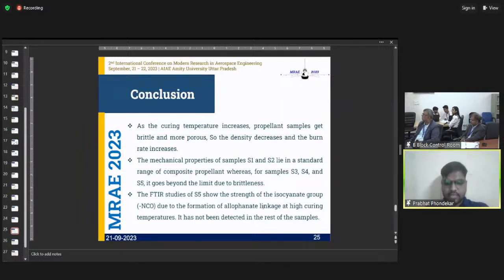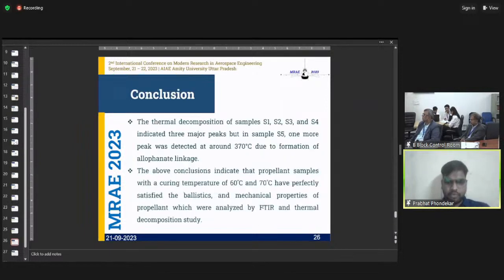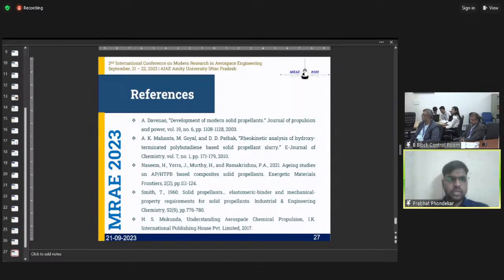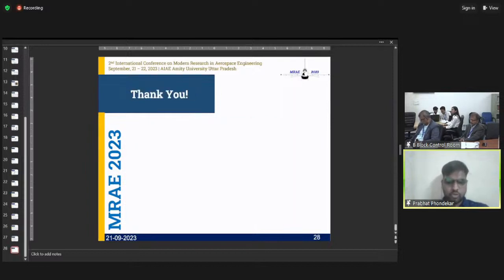And the FTIR studies show that in the case of sample number five we can see the allophanate linkage, and the same for the last study. So from all these studies, we can conclude that only sample 1 and sample 2, with curing temperatures of 60 degrees Celsius and 70 degrees Celsius, we can use for our future work. So that is my conclusion. And these are the references I have used for my study. Thank you so much.